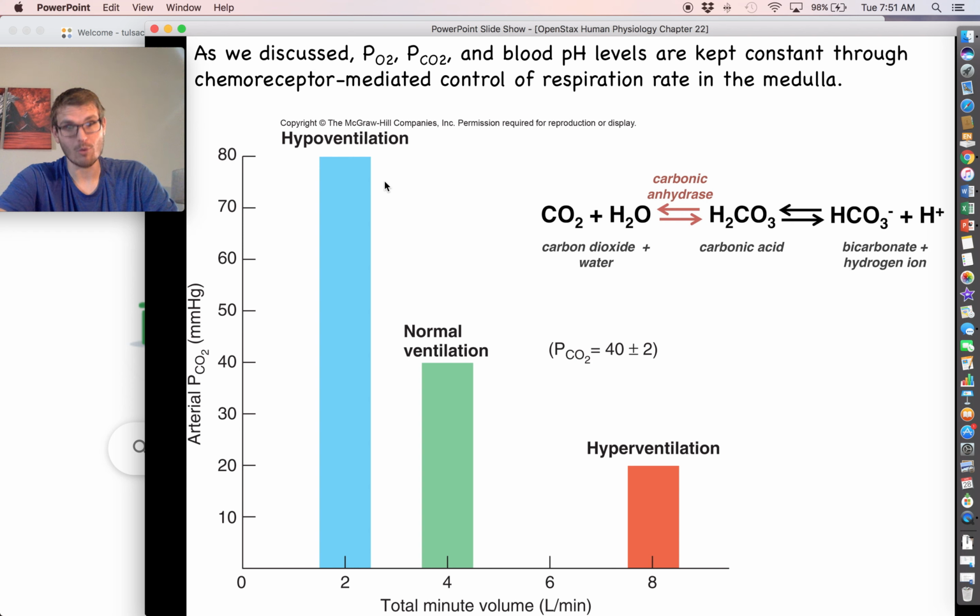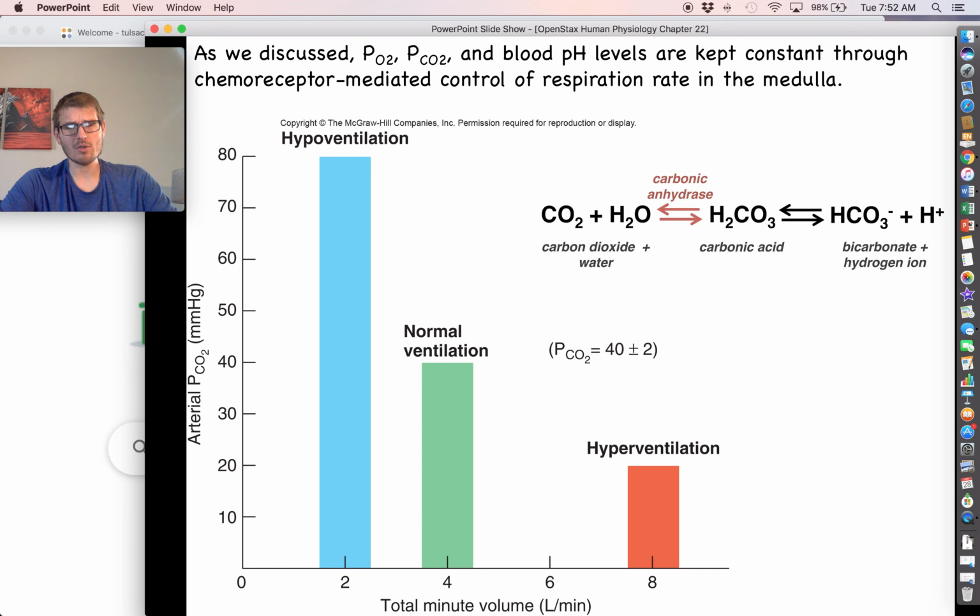So you go from 40 to 80. If you're hypoventilating, you're not breathing enough. You might be holding your breath or something like that. So you're not getting enough oxygen in. You're keeping way too much CO2 in already, so your PCO2 values start to rise as well.